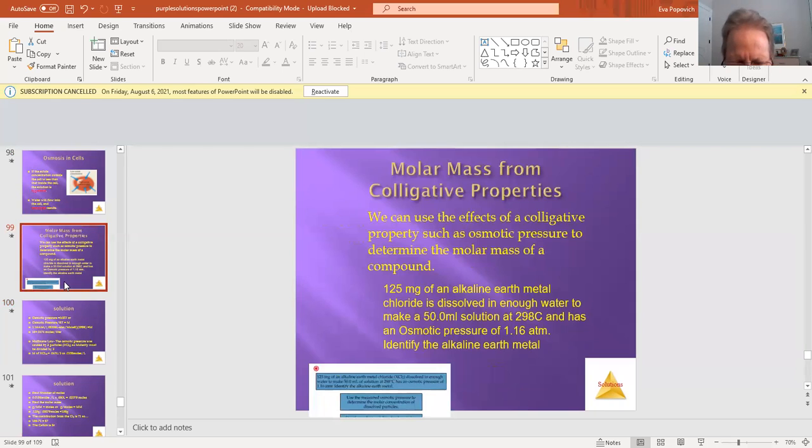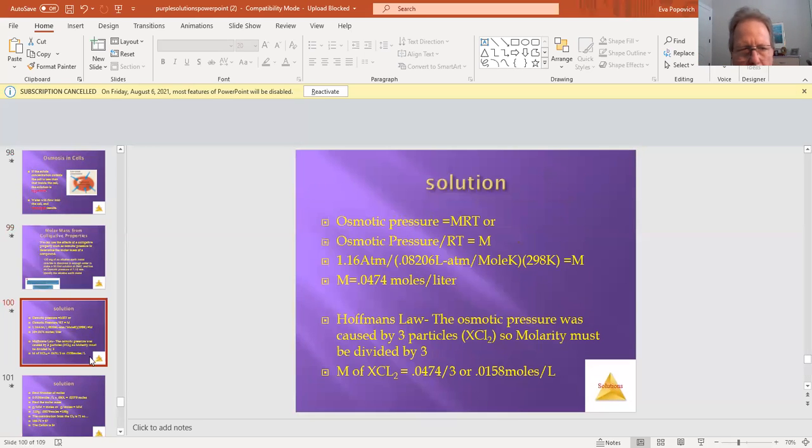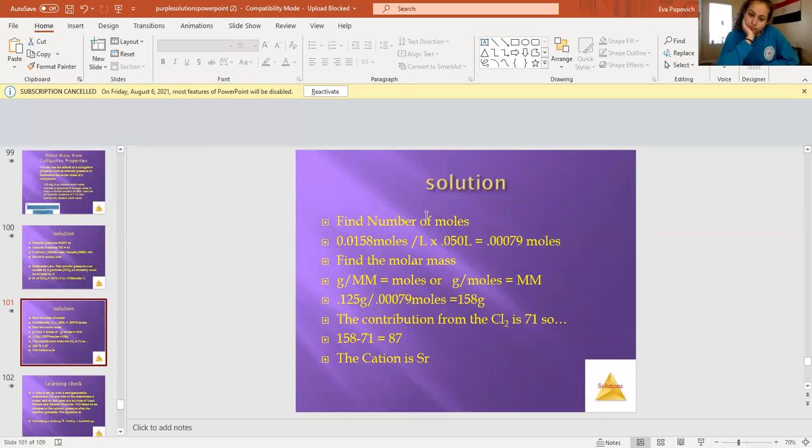Now, the question said there were 50 milliliters. So I'm going to change my 50 milliliters to 0.050 liters, multiply it by my new concentration. I have 0.00079 moles. To find out what the molar mass is, grams divided by molar mass equals moles, or grams divided by moles is equal to my molar mass. So I take my grams divided by my moles, I get 158.